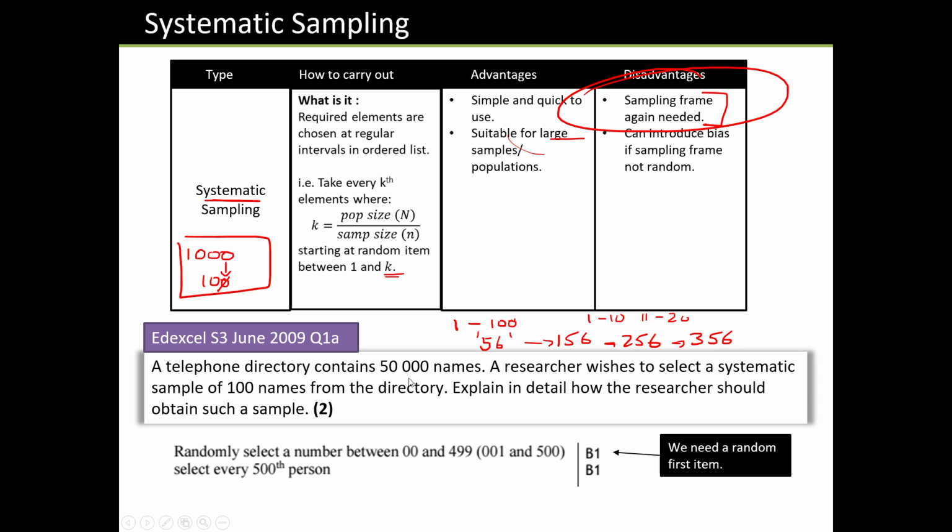And it's 50,000 to 100. So if you want 100 from 50,000, 500 is the number that you want to come up with. I suggest most of you would probably talk about people being numbered 1 to 500. You randomly select a number, so this is kind of like the previous method, and then it's adding 500. So if we pick 73, the next person will be 573 and 1,073 and so on. That should give you the 100 names that you're looking for.